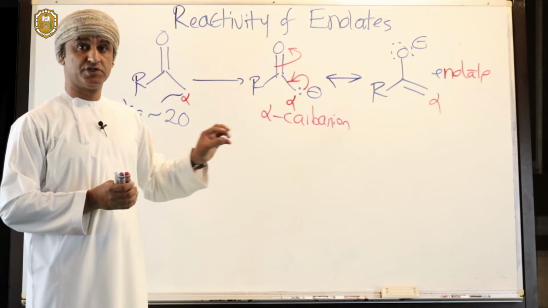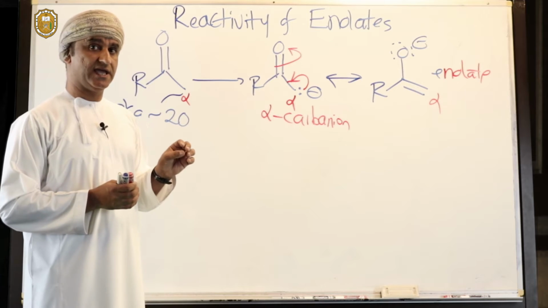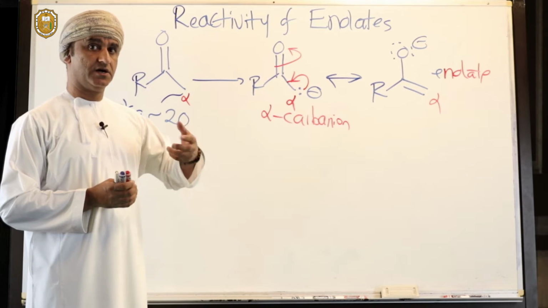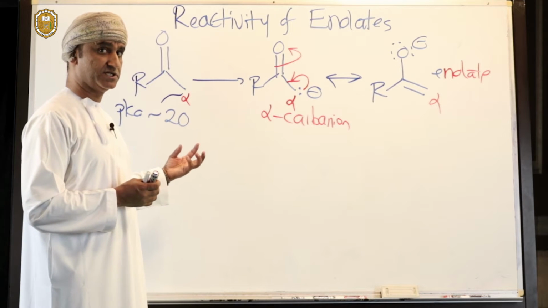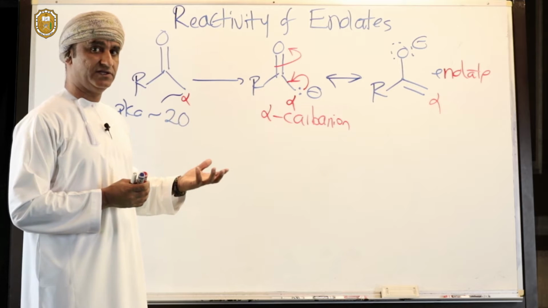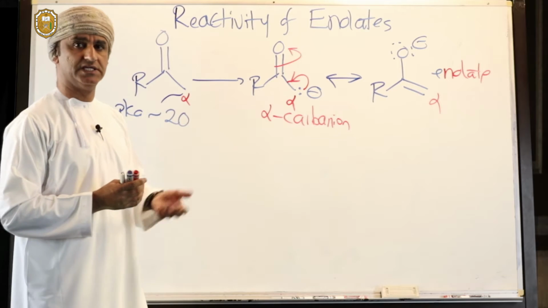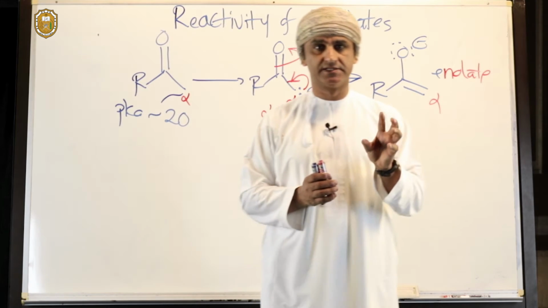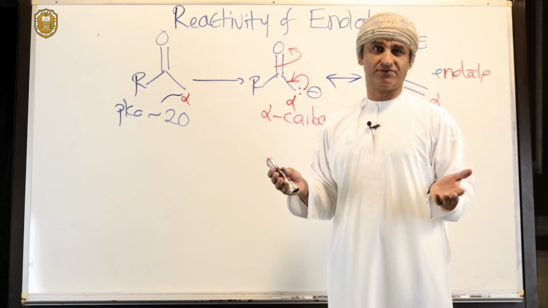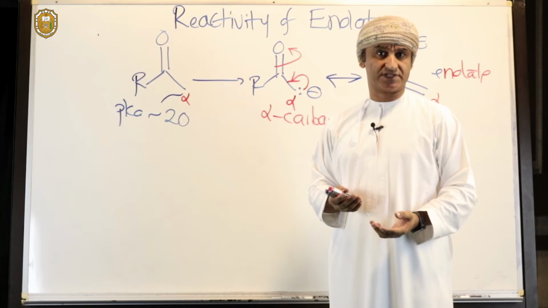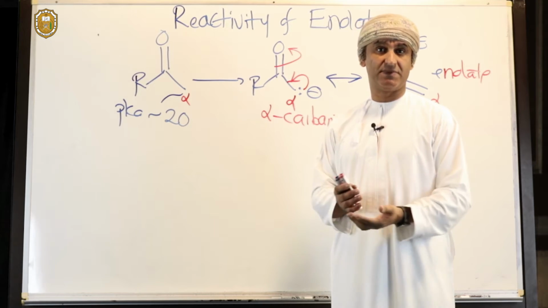Now the base should be of an appropriate strength, and the condition is that the pKa of the conjugate acid of the base, which we should use in order to do this deprotonation, should have a higher value than 20. So let's take an example. What are these substances with a pKa higher than 20? Well, you can think of amines, obviously. If you take ammonia, for example, the pKa is 36. The pKa of amines in general is about 40.